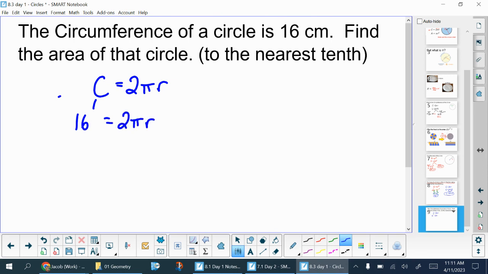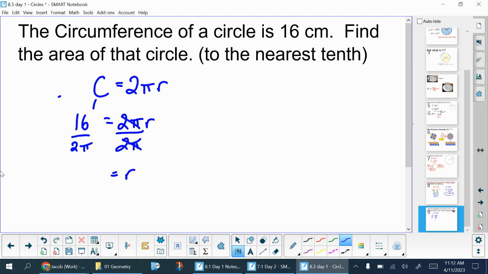equals 2 pi r. Now I want to solve for r, so I need to get rid of this 2 and this pi. I could do this all at once if I wanted to, or I could do it in steps. I could divide by 2, pi r equals 8, and then I could divide by pi, r equals whatever that is. Or I could just do it all at once. I'll show you that instead. So I'll go ahead and just get rid of that. So if I do it all at once, I just divide by 2 pi divided by 2 pi.